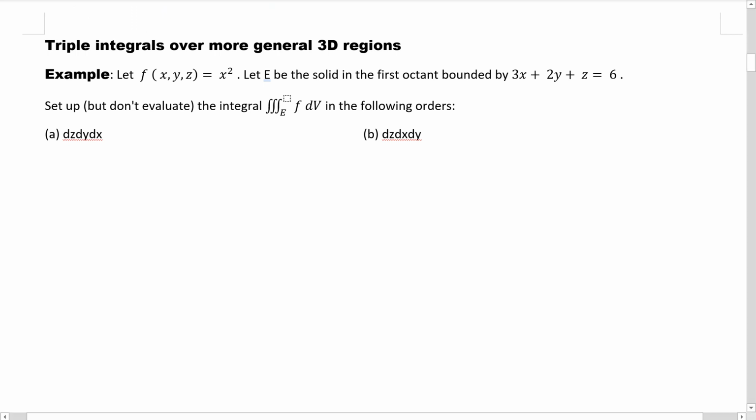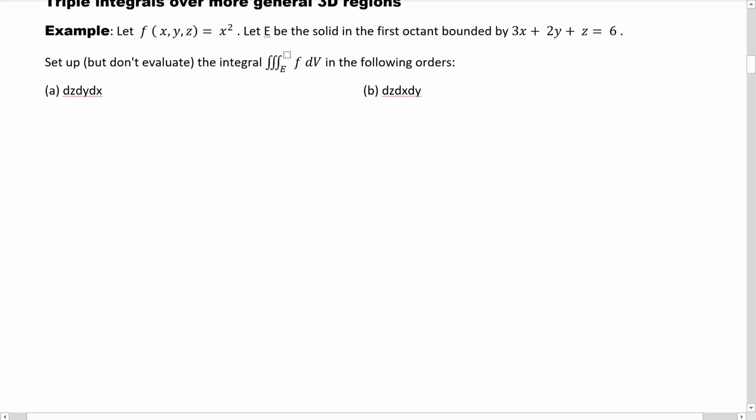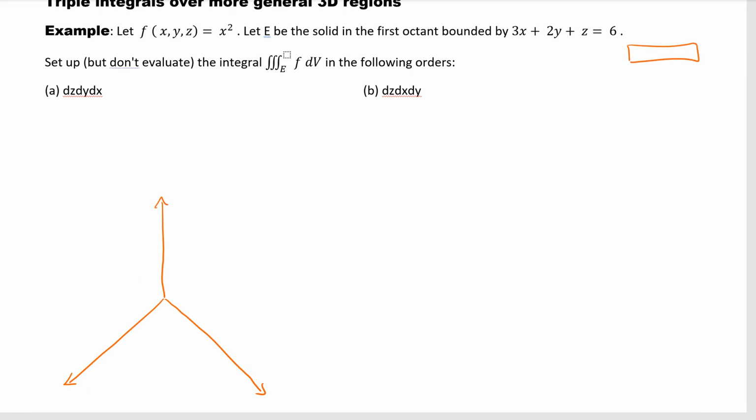So first, let me draw a picture here. Okay. So let me ask you, what's the total number of possible orders? Here we have 3 boxes we want to fill with dx, dy, dz, right? The first box, how many choices are there? 3. It could be any one of dx, dy, dz. Then after we pick one, there are only 2 choices left. And then after we pick 2, there's only 1 choice left. So there are a total of 6 possible orders.